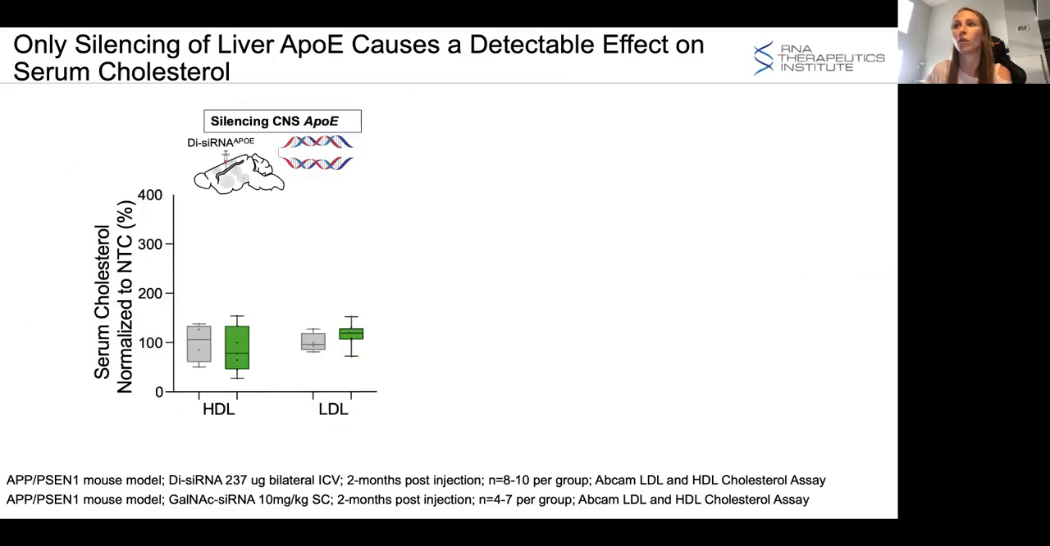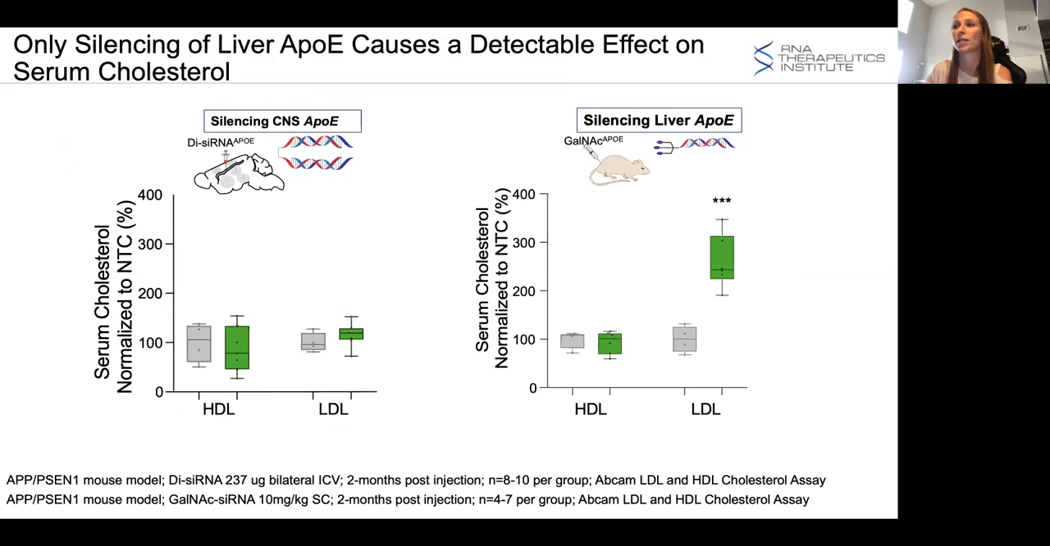Importantly, after the removal of brain APOE, we did not see any increases in serum cholesterol. In comparison, after removal of hepatic APOE, we saw a significant increase in LDL cholesterol, suggesting that silencing brain APOE, at least at this time point, is sufficient to improve amyloid phenotypes while not impacting systemic cholesterol homeostasis.